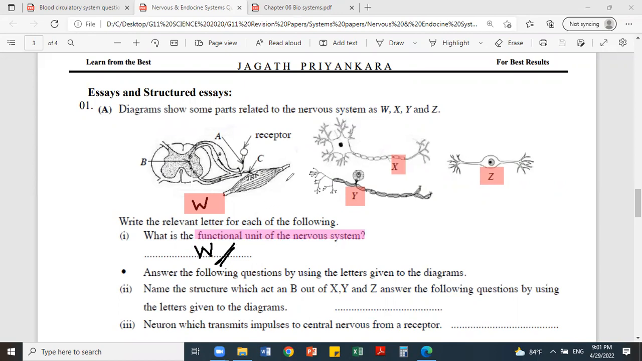That is the reflex arc. It consists of 3 neurons. They have labeled them A, B, C, right? So there are 3 neurons in the correct sequence. You have to remember this in the reflex arc.